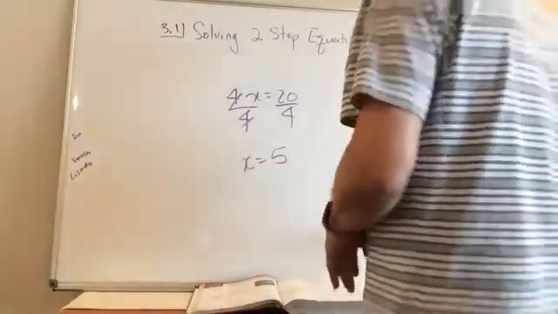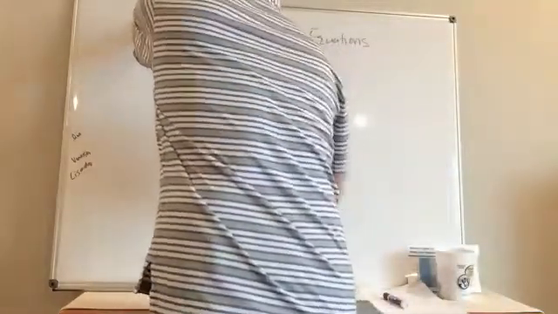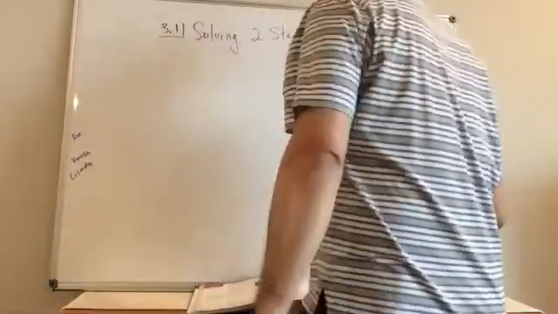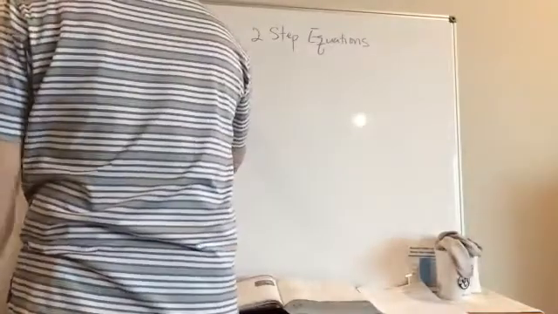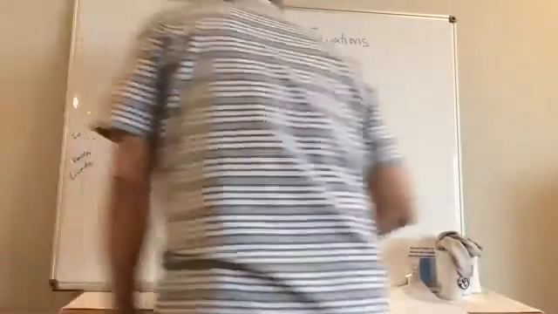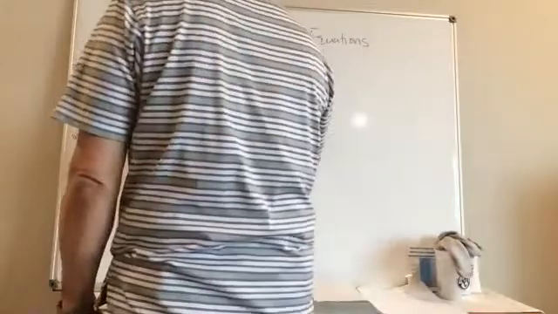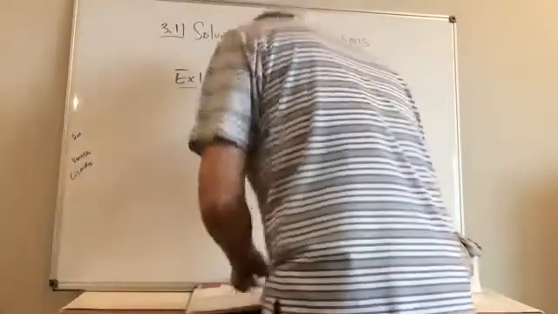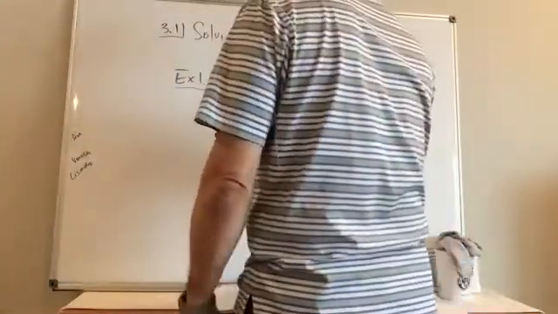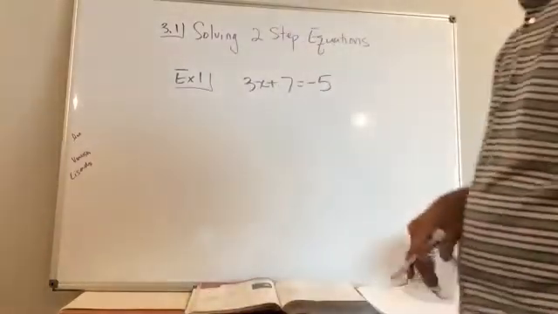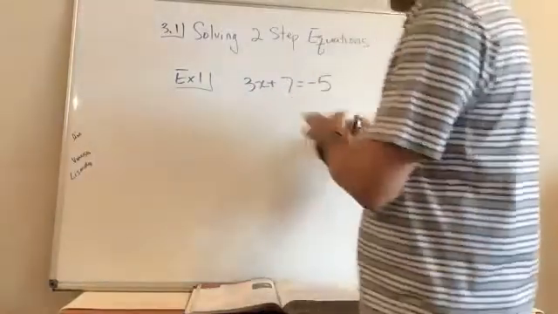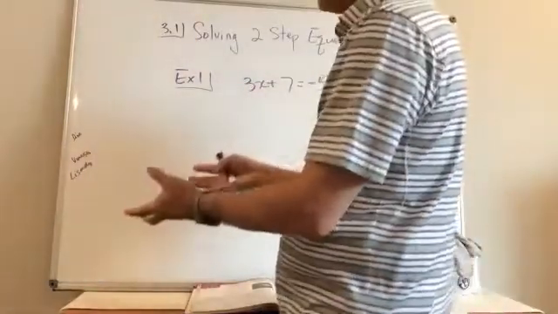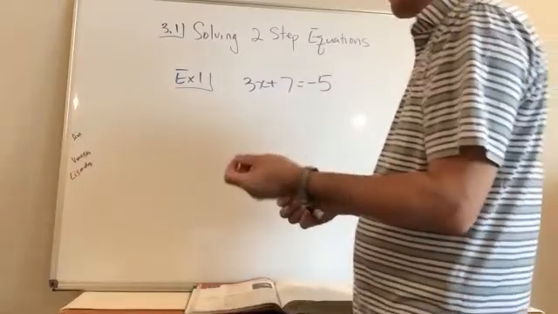All right. So today we're going to talk about solving two-step equations. So let's see if we can go ahead and start working on that. Let's go to page 120. We have an example 1 where we have 3x plus 7 is equal to minus 5. Again, just as we talked about before, our main goal is to isolate x by itself.